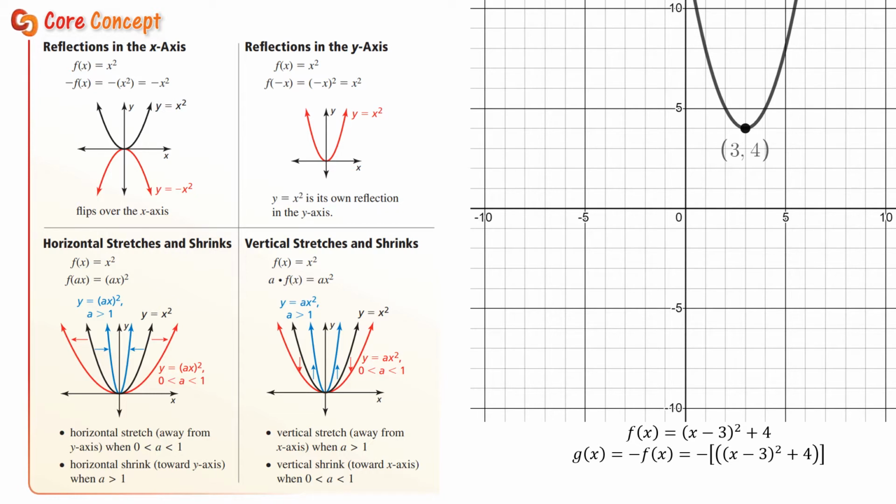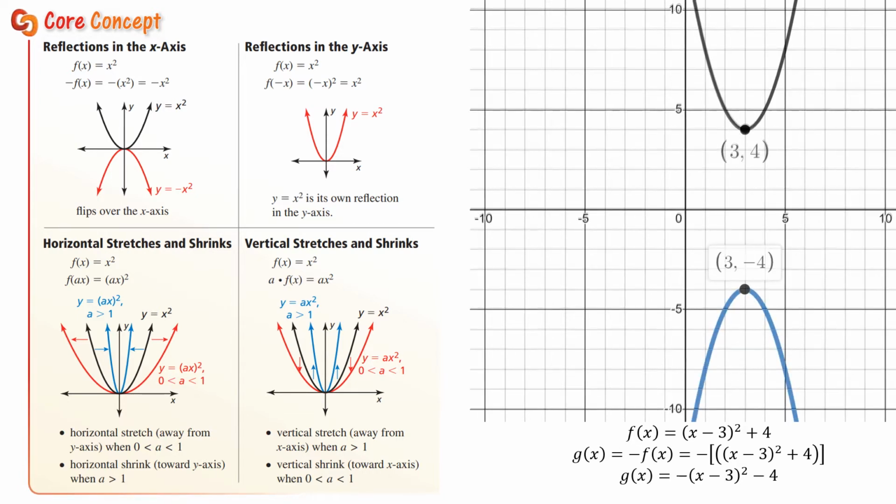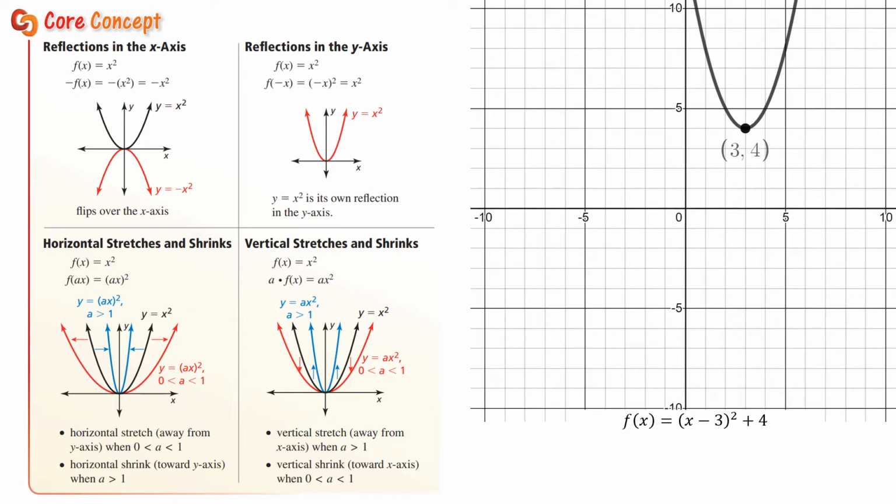When we do that, it's probably better to distribute that negative, and so we would get negative, parentheses, x minus 3 squared, and we do distribute it over to the 4, so it becomes a minus 4. When we look at the graph, it should make sense that (3, 4) has shifted down to (3, negative 4), and what was oriented upward is now downward.